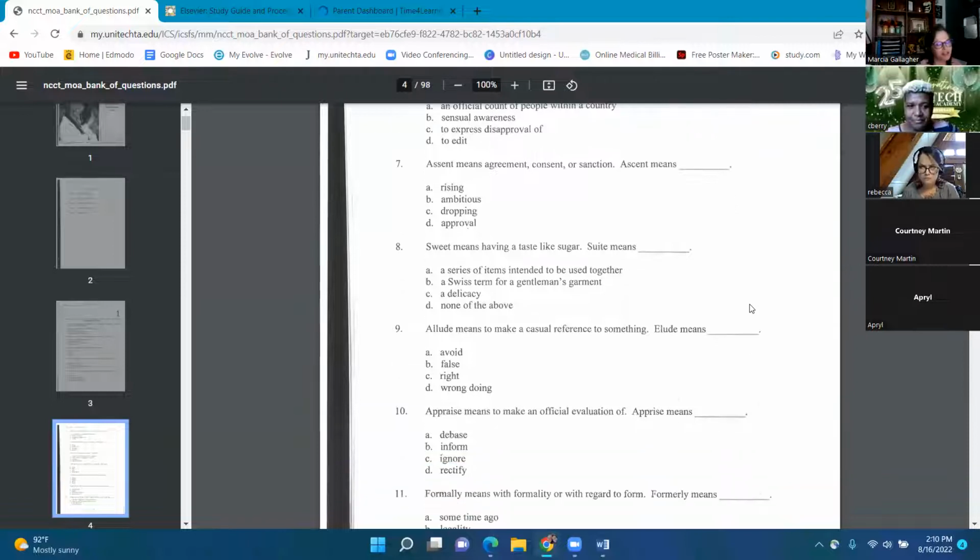Okay, now you guys should get this one. Number 8, sweet means having a taste like sugar. Suite means a series of items intended to be used together, a Swiss term for a gentleman's garment, a delicacy, or none of the above. None of the above. It's a series of items intended to be used together.